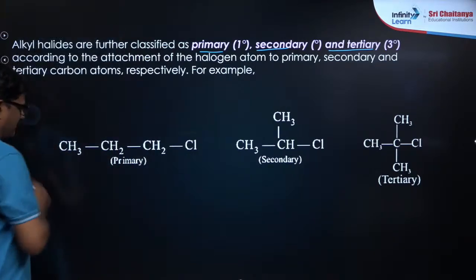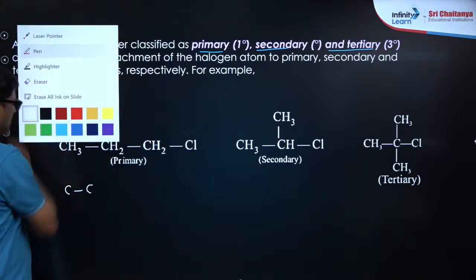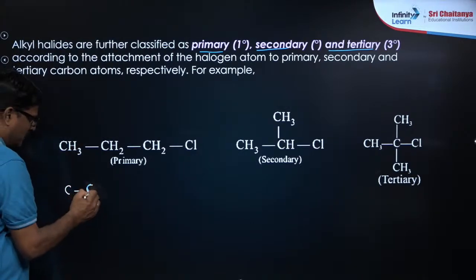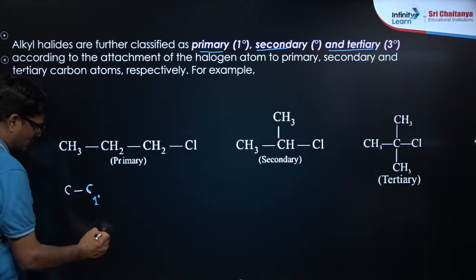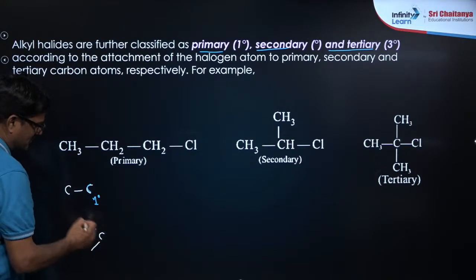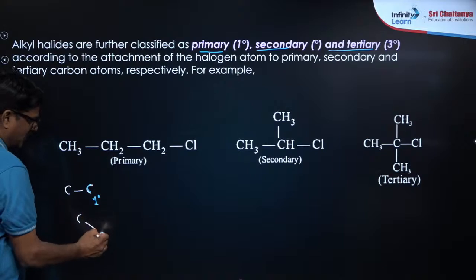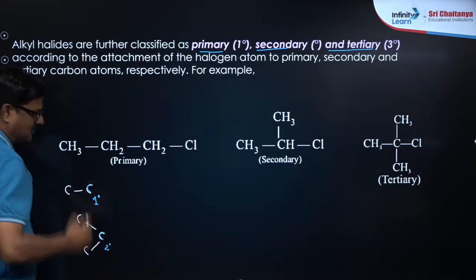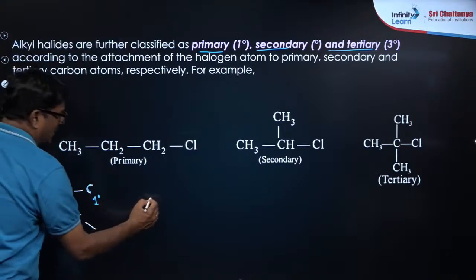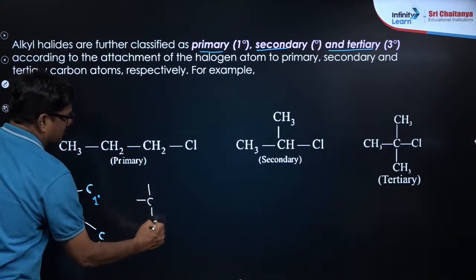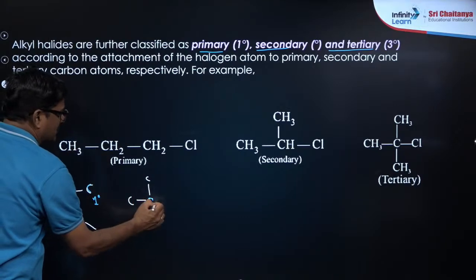Carefully, you see here, if a carbon is attached to one neighboring carbon, this carbon is said to be primary carbon. If a carbon is attached to two neighboring carbons, this carbon is said to be secondary carbon. Okay? If the carbon is attached to three neighboring carbons, this carbon is said to be tertiary carbon.